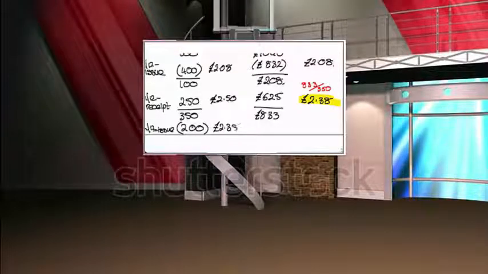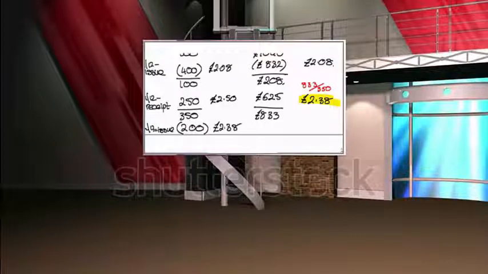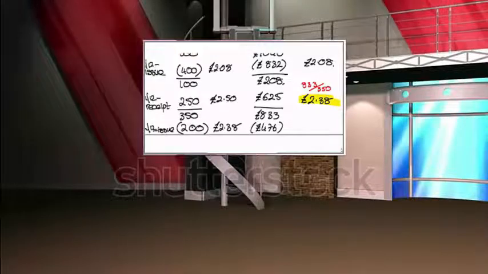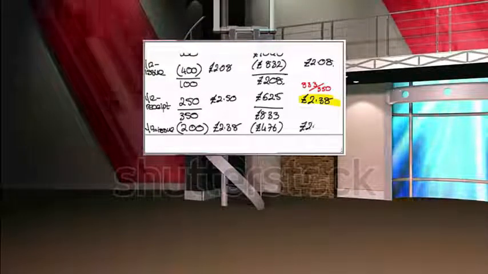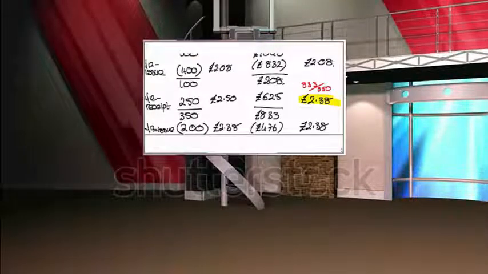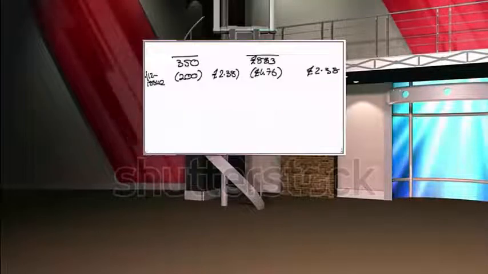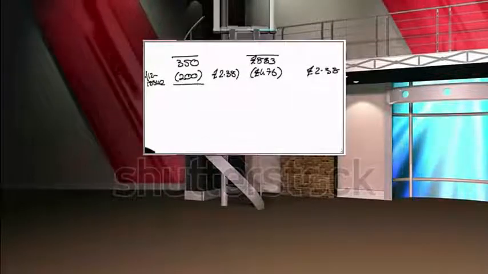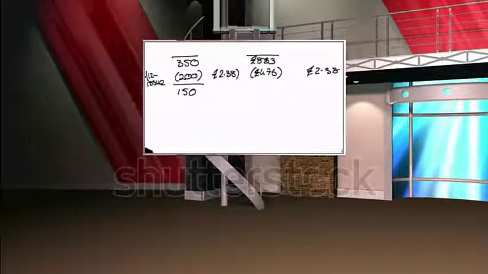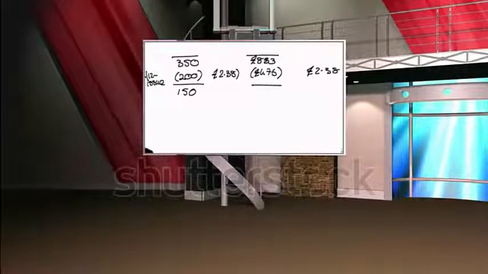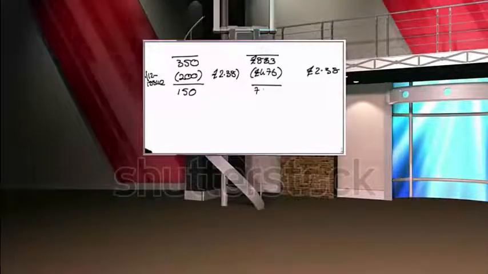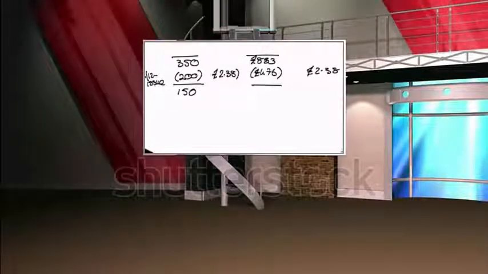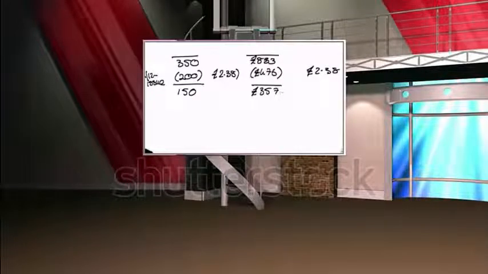So £2.38. That gives us a total issue value of £476, and our average cost doesn't change. So after our issue on the 14th of the 12th then, we have 150 units left in our inventory with a value of £357.